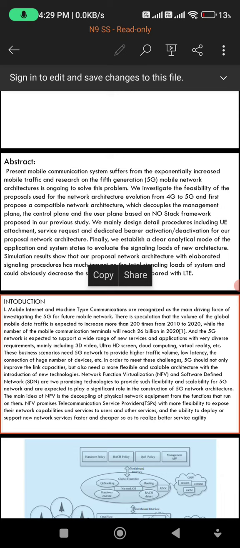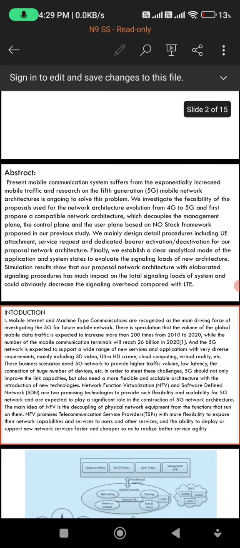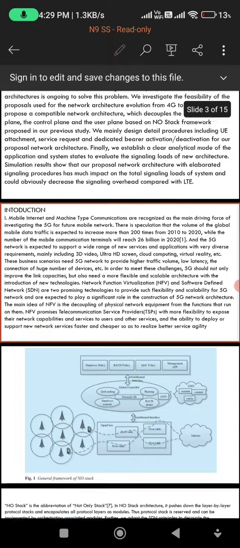Finally, we establish a clear analytical model of the application and system states to evaluate the signaling loads of the new architecture. Simulation results show that our proposed network architecture with elaborated signaling procedures has much impact on the total signaling loads of the system and could obviously decrease the signaling overhead compared with LTE.